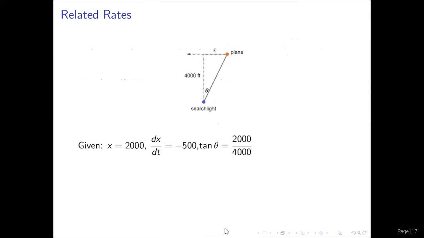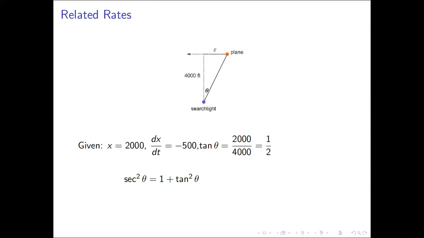And that is by first getting tangent theta, which is the obvious one to get, given this diagram here. X is 2,000, so tangent theta is, again, opposite over adjacent. So we just divide 2,000 by 4,000. So easy, just 1/2.